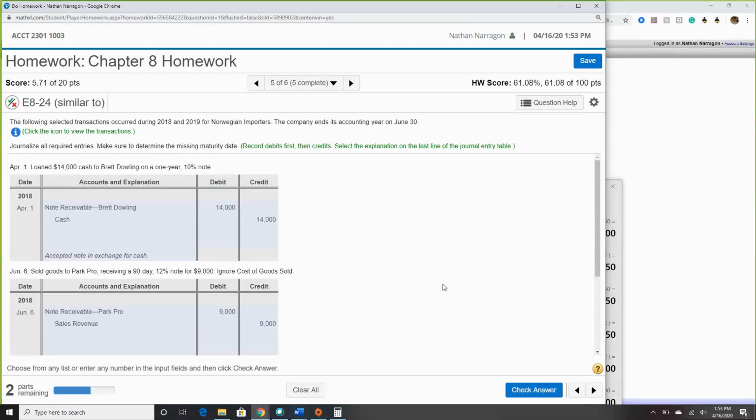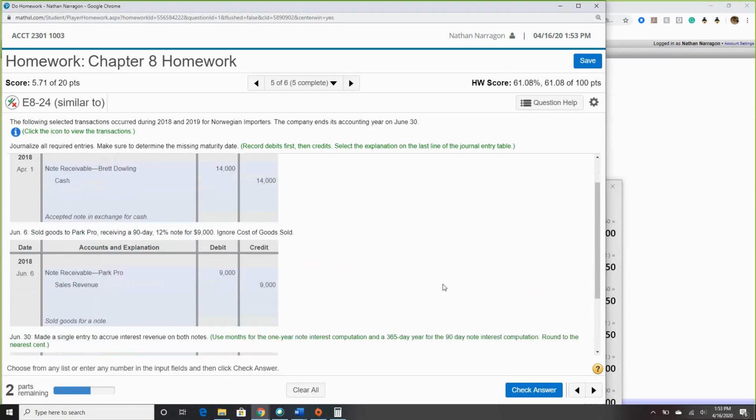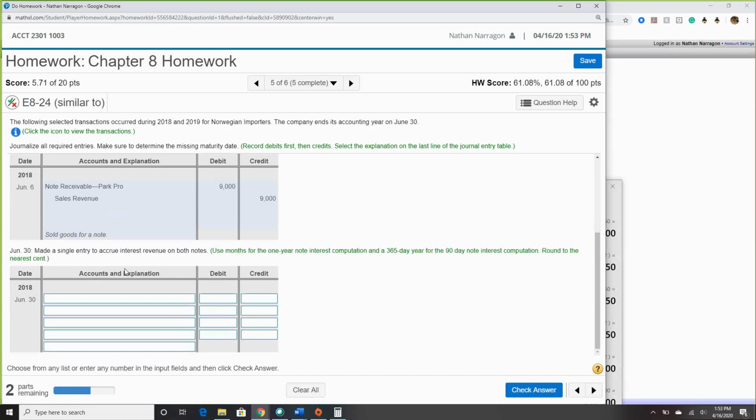So for this one, we're going to June 30th. Alright, this is interesting. They made a single entry to accrued interest revenue on both notes. Use months for 1 year, and of course 365. So it's already let us know. This is round to the nearest cent.